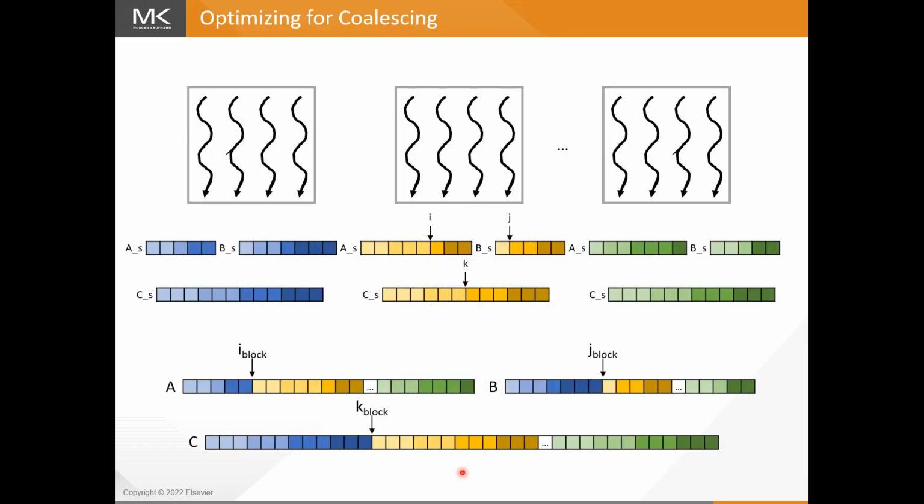Any questions about parallel merge before we move on to sorting? Everything's clear?